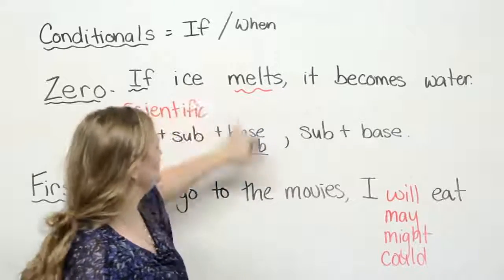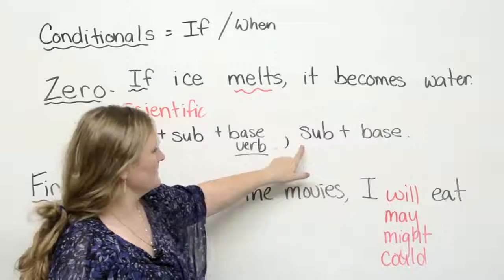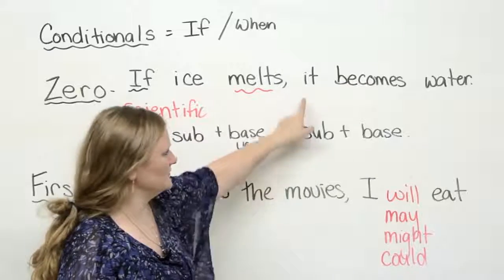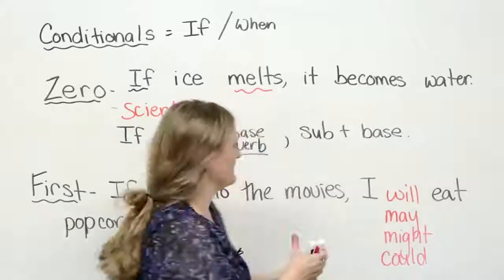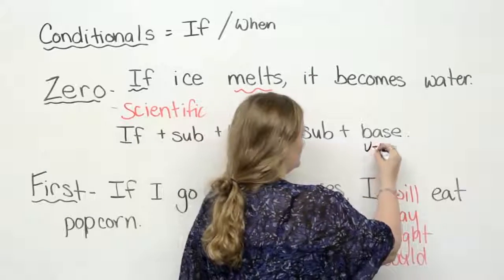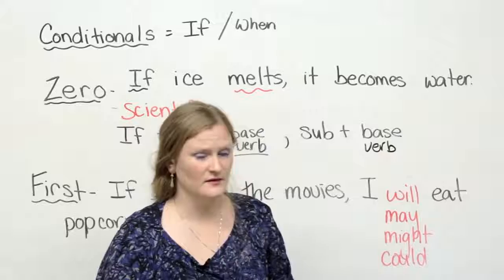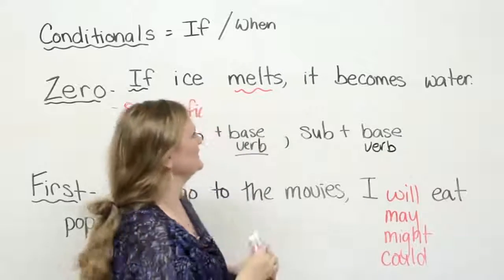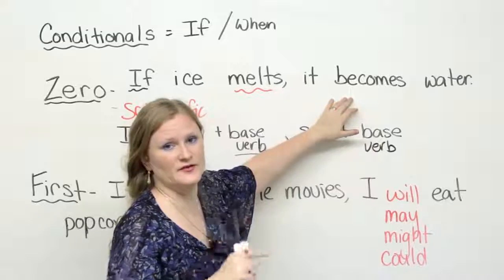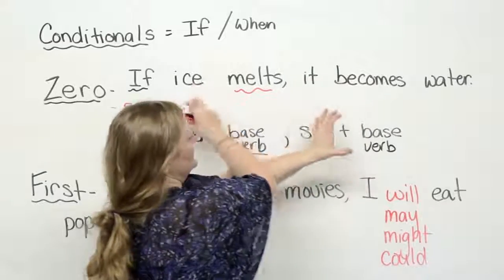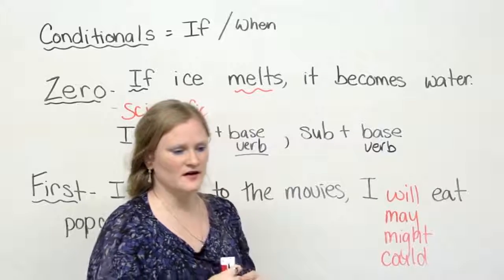So, if ice melts, I have a comma. It is my subject. Becomes, base verb again, water. Base verb. Can you think of another zero conditional? You can change this and say, it becomes water if ice melts. I can also change the sentence order, and it doesn't affect the meaning of the sentence.